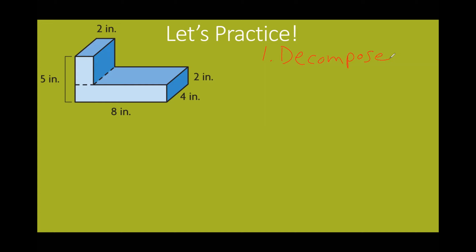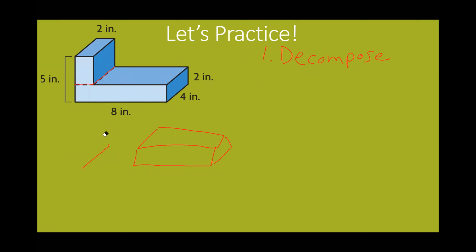First, we need to decompose the figure. And they helped us out here. They gave us a dotted line to show us where we're going to decompose the figure. So now we have 2 separate figures. I have one here, and then I have one here. So do you see how my one figure has now become 2 figures?